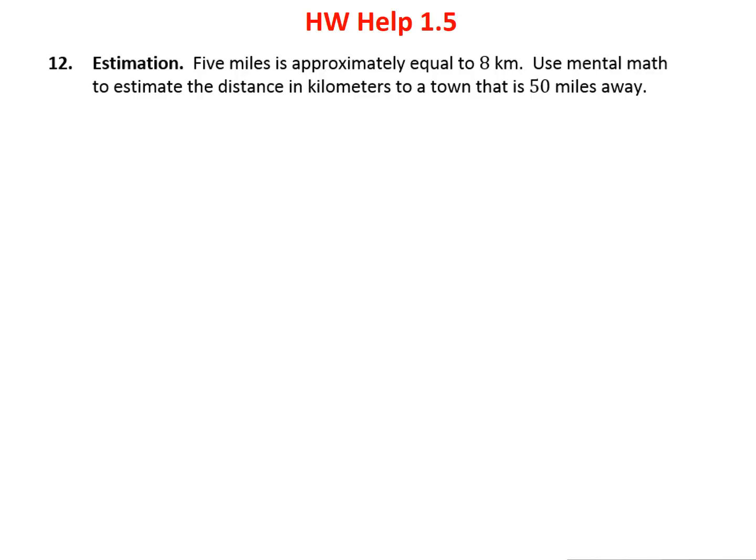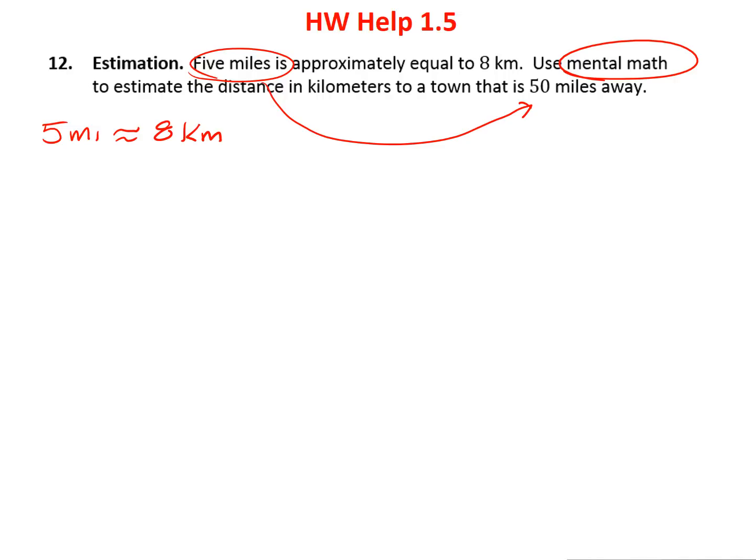Problem 5 tells us that 5 miles is approximately 8 kilometers. And it asks us to use mental math. So it's not asking us to actually calculate this, but to estimate the distance in kilometers to a town that's 50 miles away. Well, the way that I might think about it is, how many 5 miles are there in 50 miles? Well, 50 divided by 5 is 10. So if there are 10 5-mile stretches and every one of them is about 8 kilometers, then I would say 10 times 8, and my estimation would be about 80 kilometers. That's how I would do that in my head.